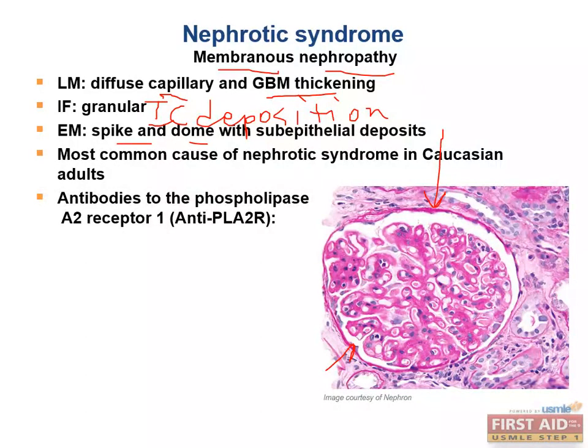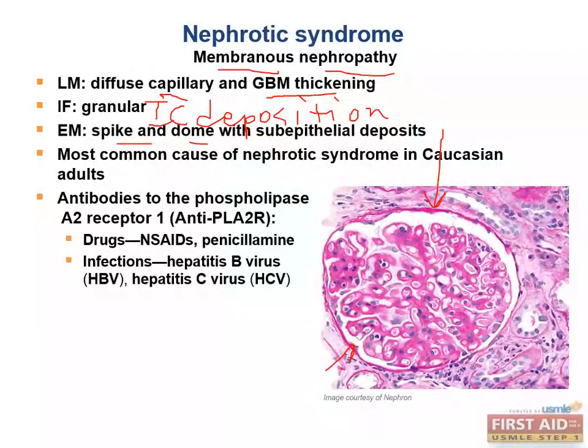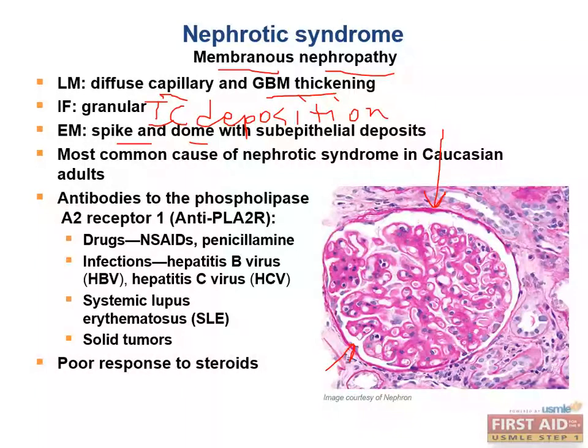Patients may have antibodies, specifically autoantibodies to the phospholipase A2 receptor 1. It can be caused by a number of drugs such as NSAIDs or penicillamine, infections such as hepatitis B virus or hepatitis C virus, and systemic lupus erythematosus and some cancers that create solid tumors. Membranous nephropathy responds poorly to steroids.